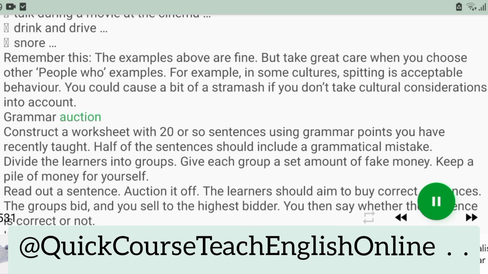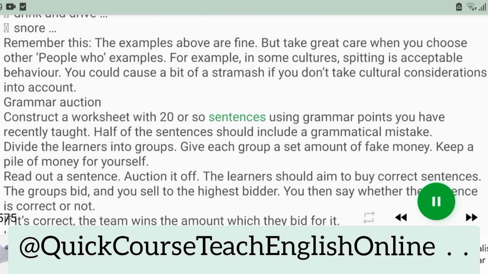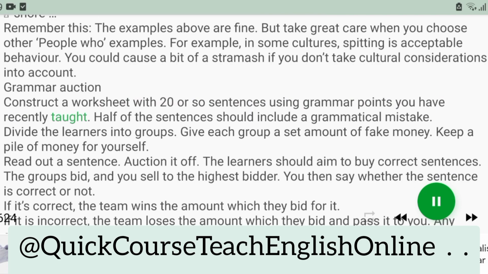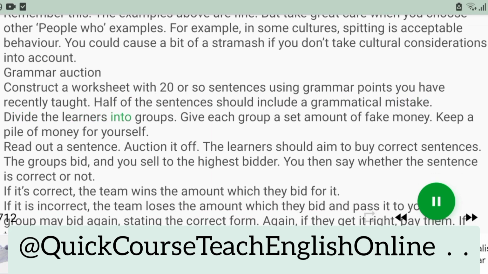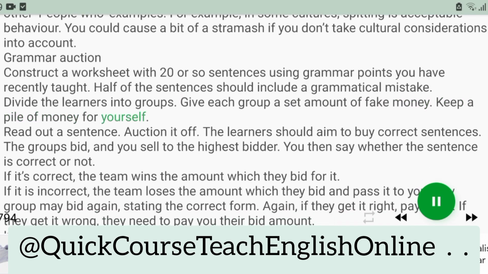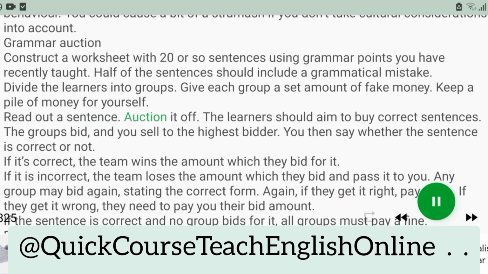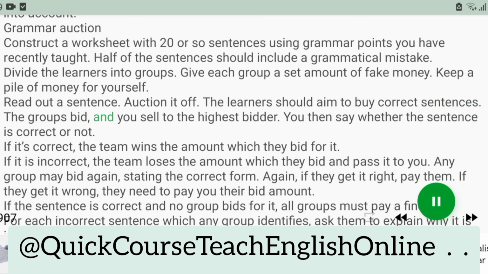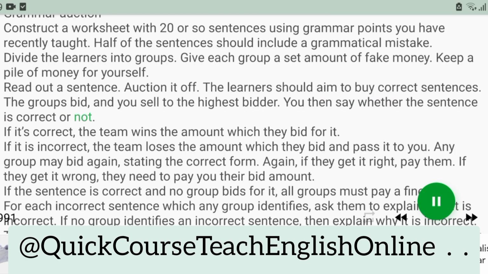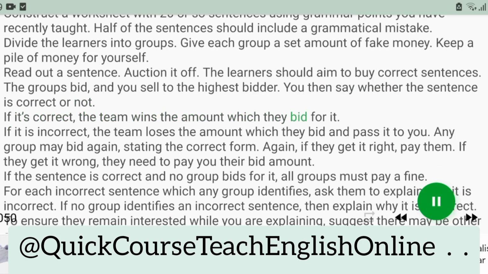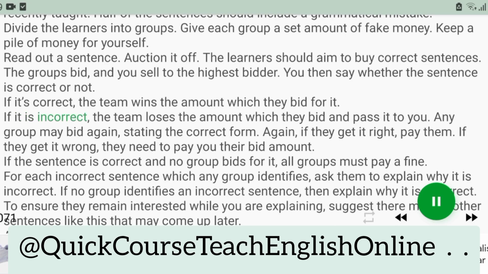Grammar auction. Construct a worksheet with 20 or so sentences using grammar points you have recently taught. Half of the sentences should include a grammatical mistake. Divide the learners into groups. Give each group a set amount of fake money. Keep a pile of money for yourself. Read out a sentence. Auction it off. The learners should aim to buy correct sentences. The groups bid, and you sell to the highest bidder. You then say whether the sentence is correct or not. If it's correct, the team wins the amount which they bid for it. If it is incorrect, the team loses the amount which they bid and pass it to you.